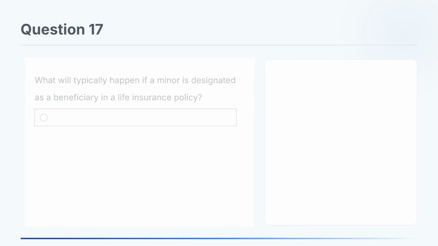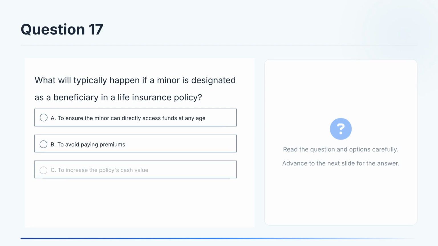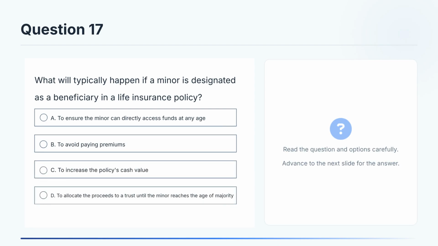Moving on to question 17. What will typically happen if a minor is designated as a beneficiary in a life insurance policy? A. To ensure the minor can directly access funds at any age. B. To avoid paying premiums. C. To increase the policy's cash value. D. To allocate the proceeds to a trust until the minor reaches the age of majority.